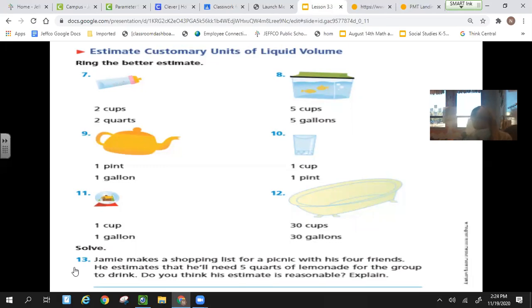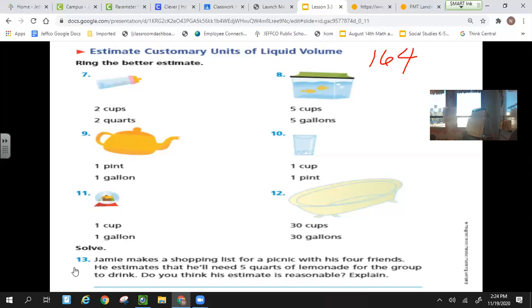164. Let's just do a quick review. Page 164, and we're going to circle the best estimate. I want to show you again the difference between, and I'm going to show my remote learners first, look at the screen. Here's your cups, then comes pints, then quarts, half gallon, and gallon. Remember, the larger the capacity, the larger the unit should be.